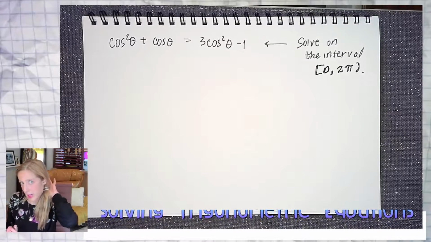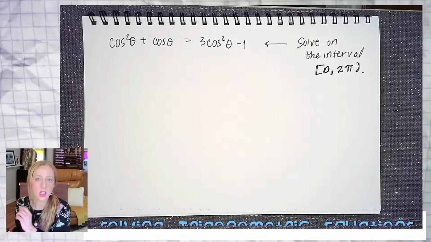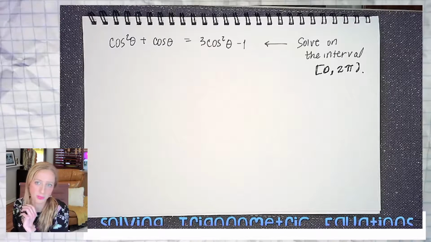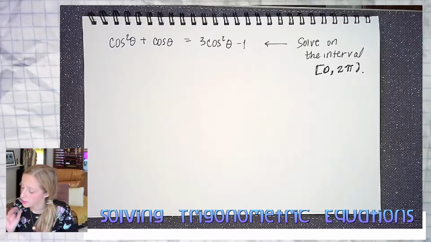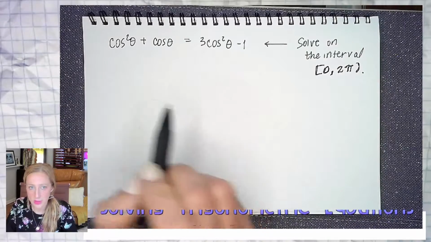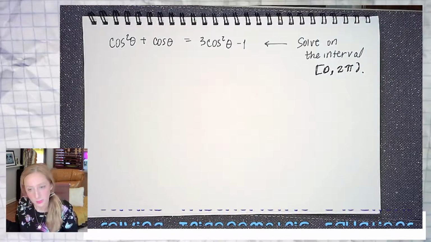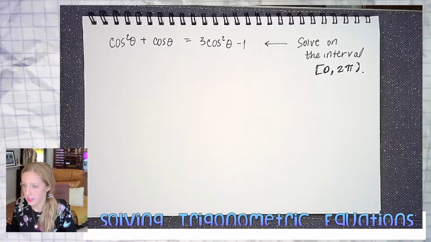Okay, here we have an example. Cosine squared theta plus cosine theta equals 3 cosine squared theta minus 1. And we want to solve this trig equation on the interval from 0 to 2 pi. So what could we do to get this example started? Do you have any ideas how to begin?